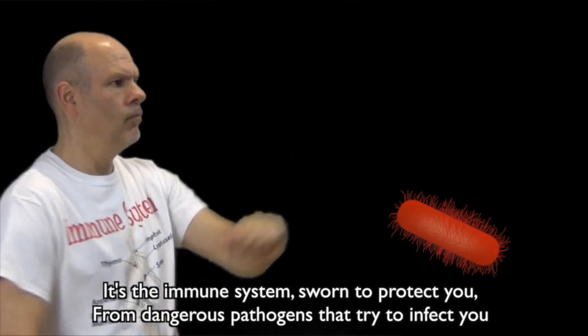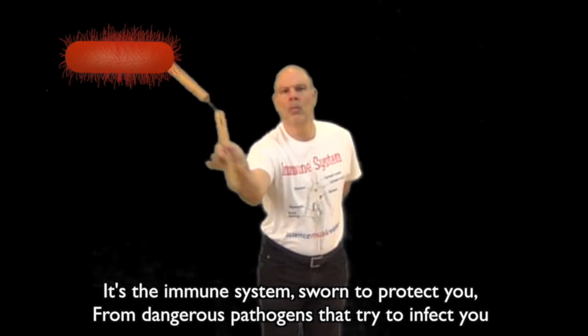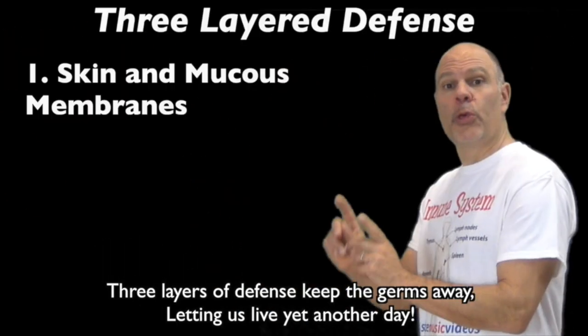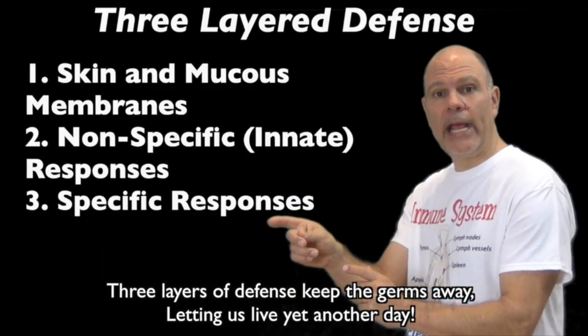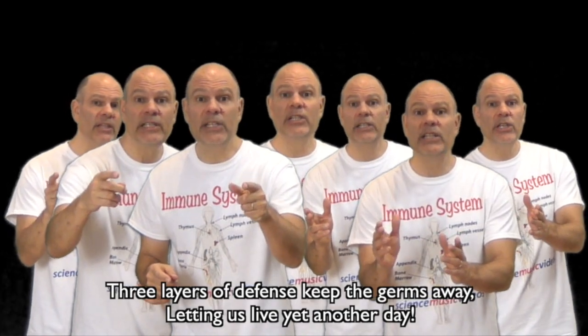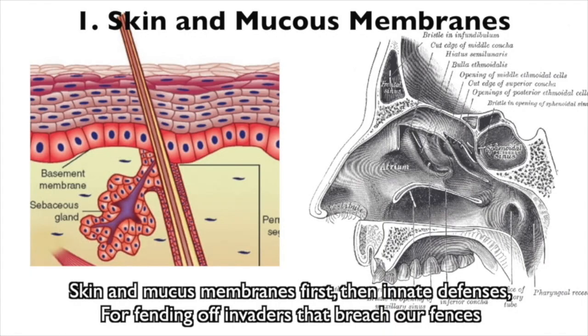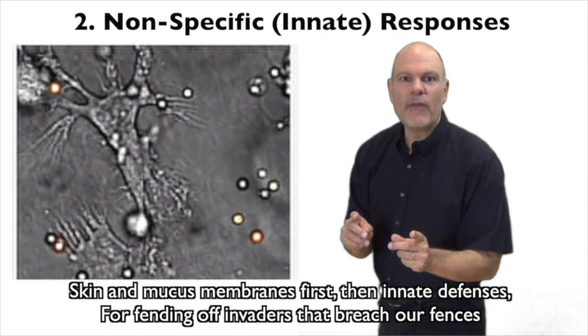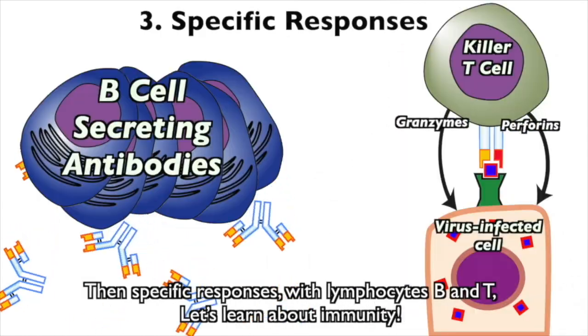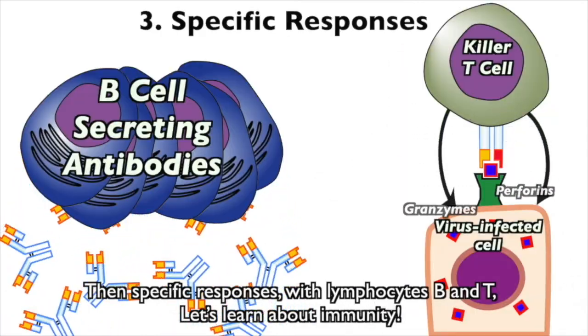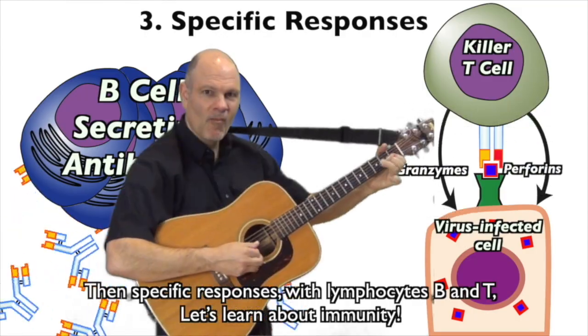It's the immune system, sworn to protect you from dangerous pathogens that try to infect you. 3 layers of defense keep the germs away, letting us live yet another day. Skin and mucous membranes first, then innate defenses for fending off invaders that breach our fences. Then specific responses with lymphocytes B and T. Let's learn about immunity.